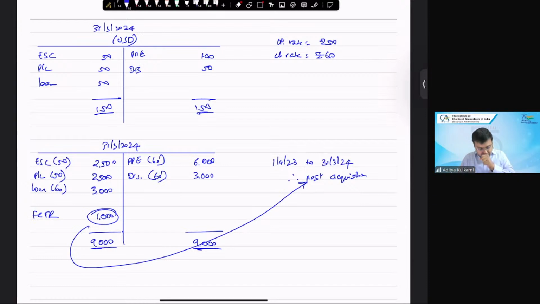Now, you people have done consolidation, not here, but in intermediate. Yes, sir. Okay. So in consolidation, you would have studied something known as parent and minority interest. Yes, sir. So यहाँ पे we don't call it as minority interest. We call it as non-controlling interest. Did you know NCI here?